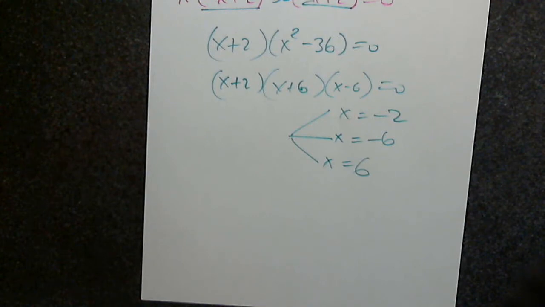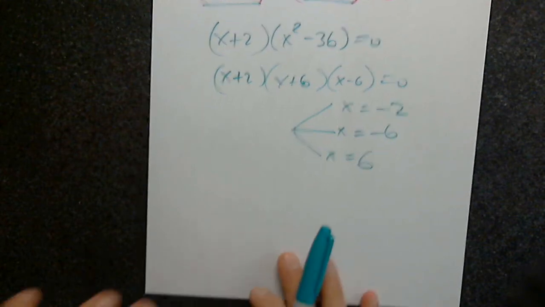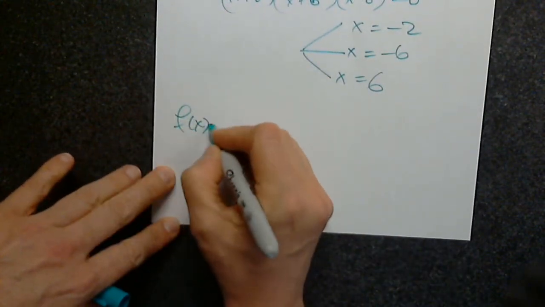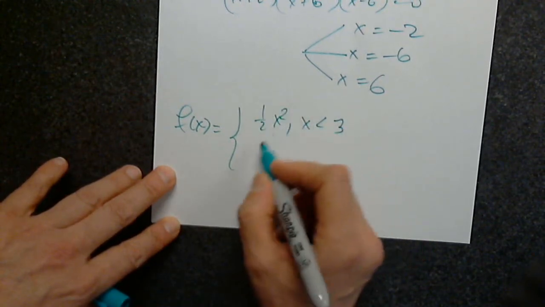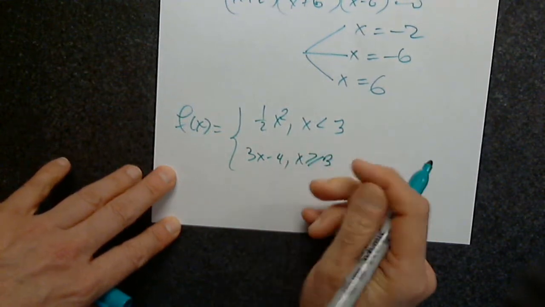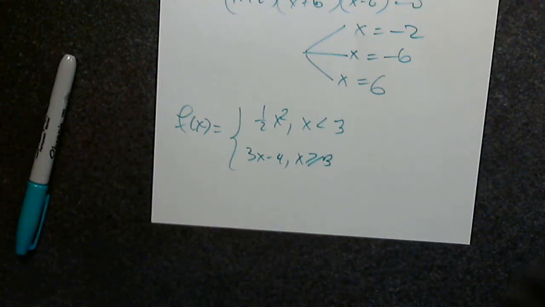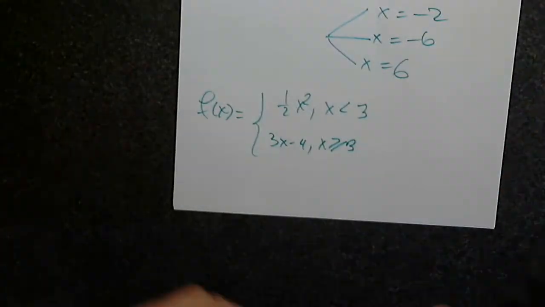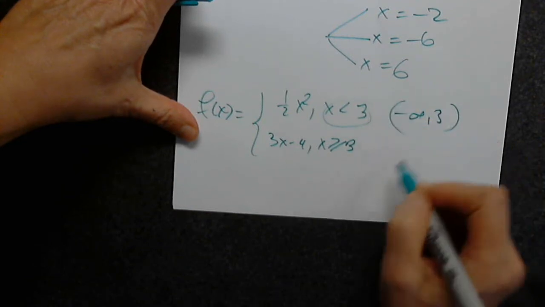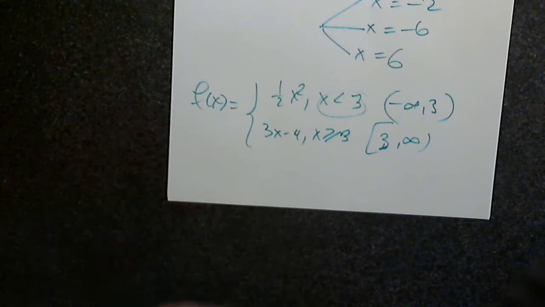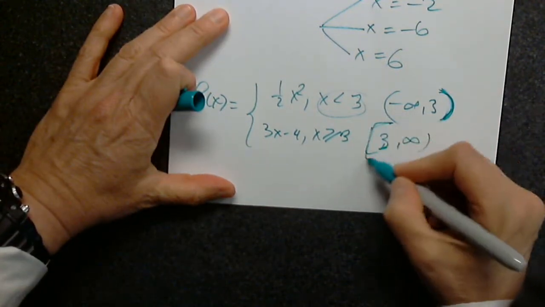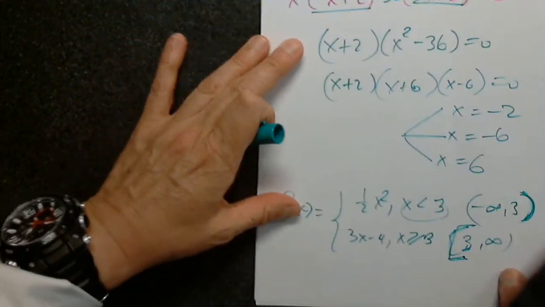Yes? Number seven. The piecewise defined function. So f of x is 1/2 x squared for x less than 3, and 3x minus 4 for x greater than or equal to 3. When we're asked to graph a function, our first concern is always the domain, because we don't know what to plug in and where. In a piecewise defined function, I recommend changing this into negative infinity to 3, and this into 3 to infinity, for two reasons. It's easier to read a domain, and this will become an open point, and this will become a closed point. That's very important if you're using my method. If you have your own, that's fine too.